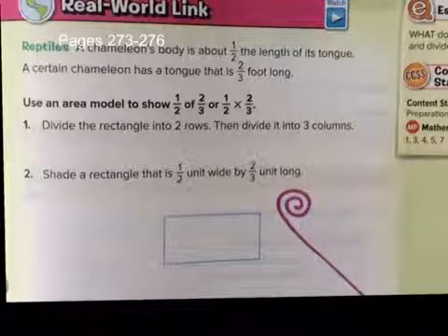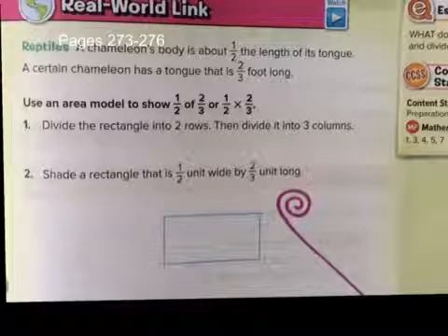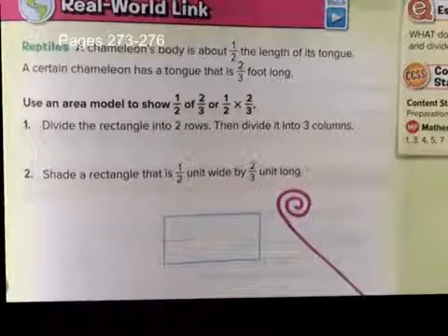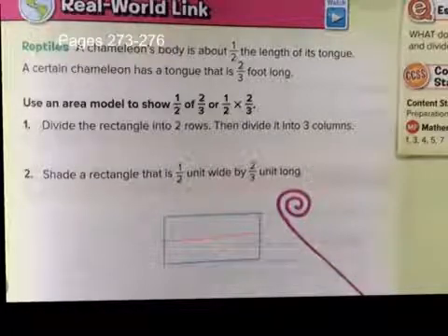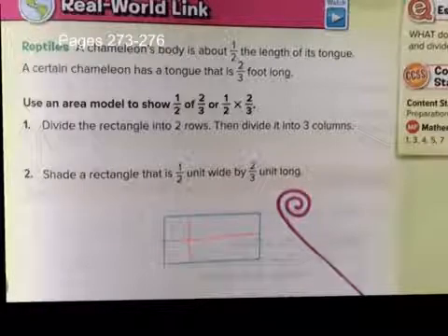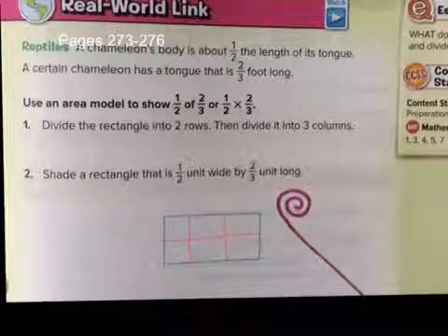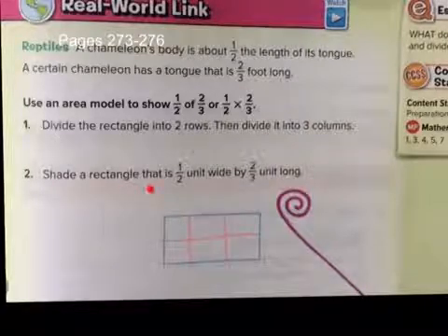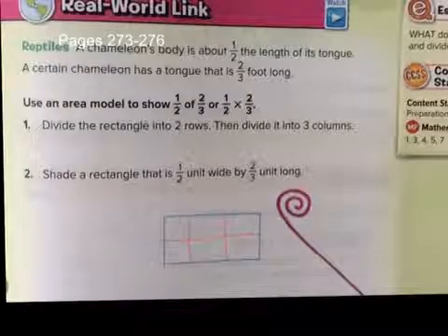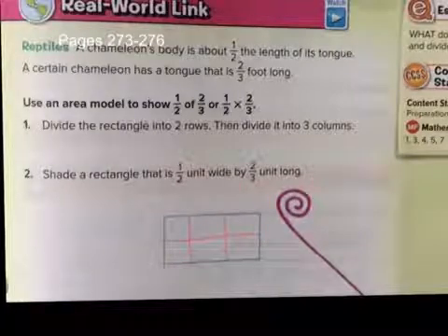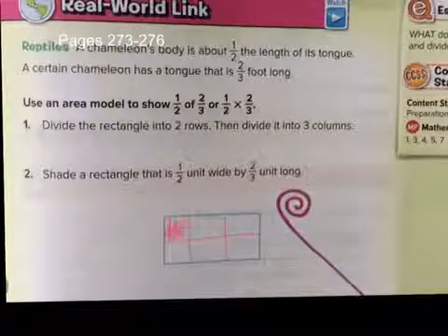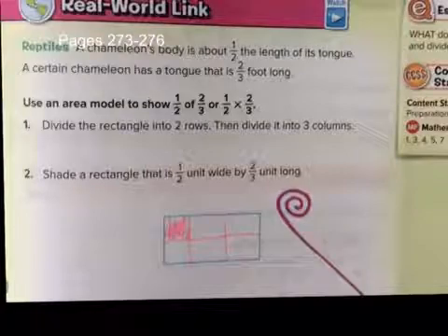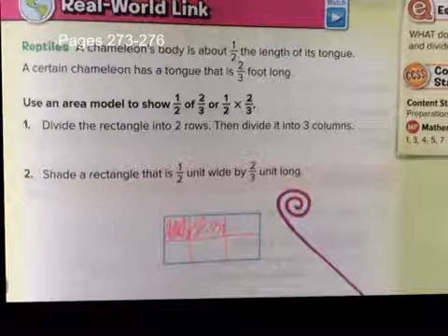For our first exercise, they want us to divide the rectangle into two rows. Okay, so I'm going to try to draw a line so that now I have two rows. Right? Then divide it into three columns. 1, 2, and 3. Okay, they're not exact, but shade the rectangle that is half unit wide by, okay, so half unit wide, I'm going to shade it right here. That's half by 2 units long. So now I have by 2 units long. There we go. So this is a half, first of all, going down, and then 2 long. So 1 by 2.